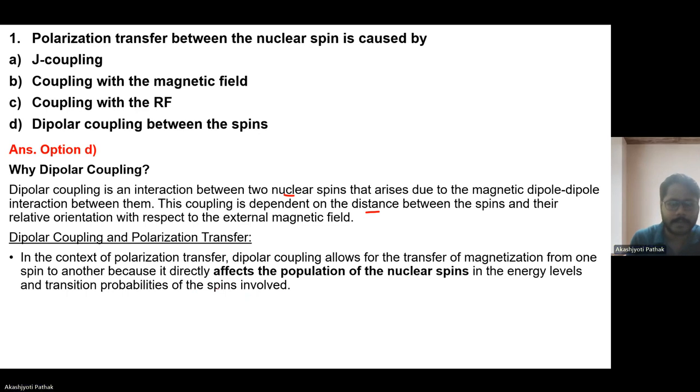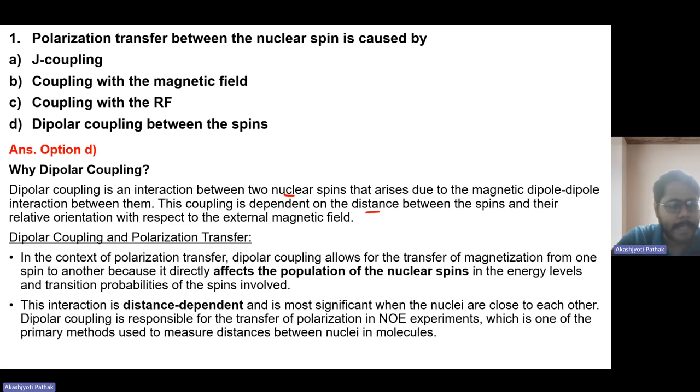And actually, we will see in the later part of our discussion that whether the polarization transfer will happen or not is also dependent on the transition that takes place when the two nuclei are coupled to each other. But what types of transitions are possible and what are not possible, we'll discuss shortly.